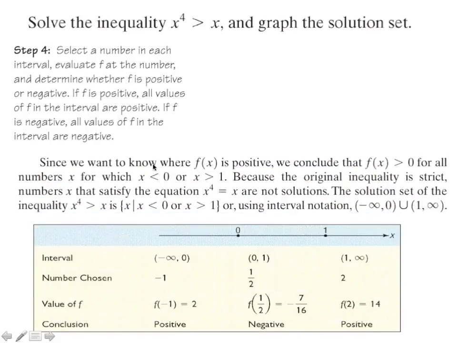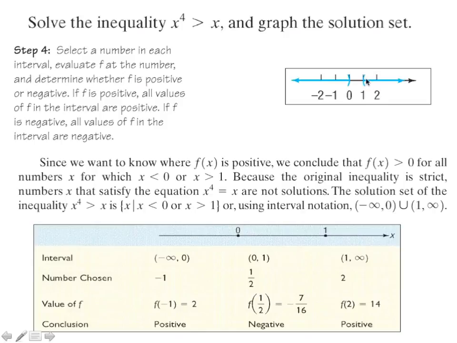So since we want to know where f of x is positive because we have a greater than sign, we look for any of the positive pieces. So we have a positive piece from negative infinity to 0, so that's part of our solution. And then we also have a positive piece from 1 to infinity, so that's also part of our solution. We do not include the negative because we only want the values where f of x is greater than 0. If we wanted f of x less than 0, then we would have just taken this negative piece.